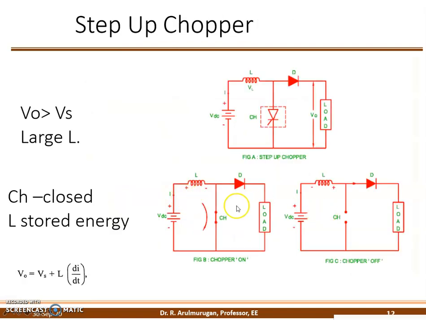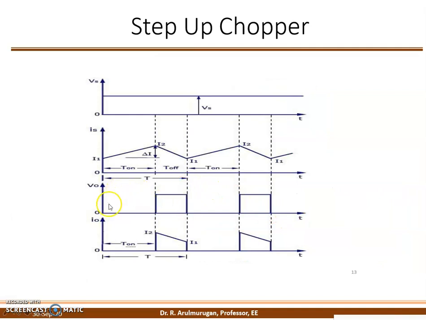Because in mode 1 the condition is totally isolated. Here the switch is closed and this is open. So the total load is isolated from the source, both sources are isolated. That's why, in the mode 1 condition, the output voltage is 0.